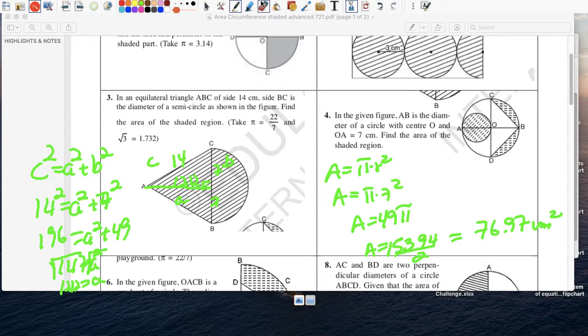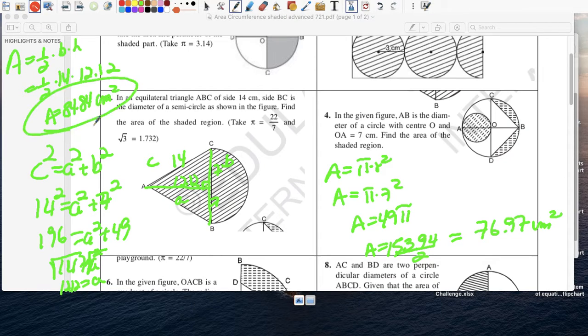Now that I have the height, can I find the area? Yeah, I can find the area. So area of a triangle is half times base times height. This is your base right here, which is 14. The height we just found, which is 12.12, and all we have to do now is multiply. So 14 times 12.12, divide that by 2, and the area of the triangle is 84.84 centimeters squared. So we got this value and this value. All you have to do is add them, and you get the area of the shaded region.